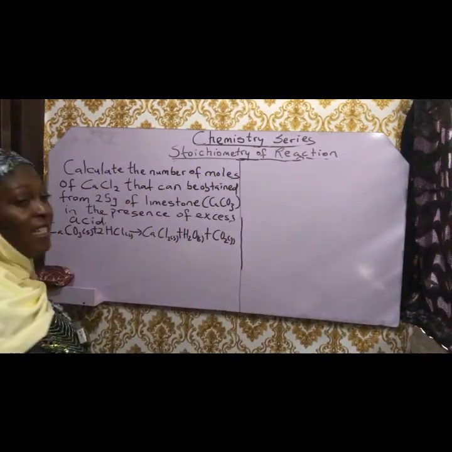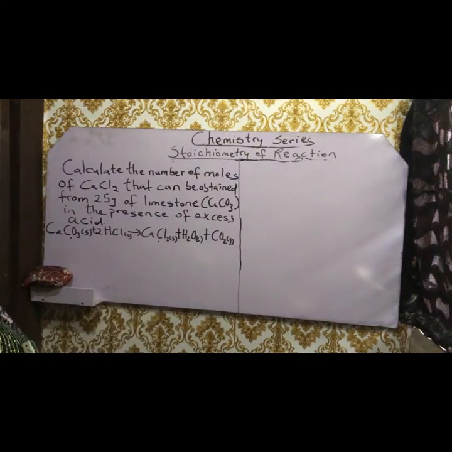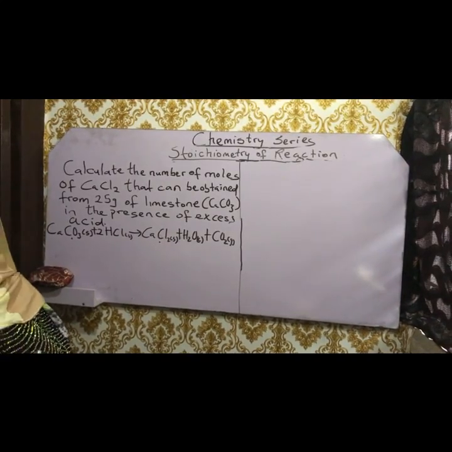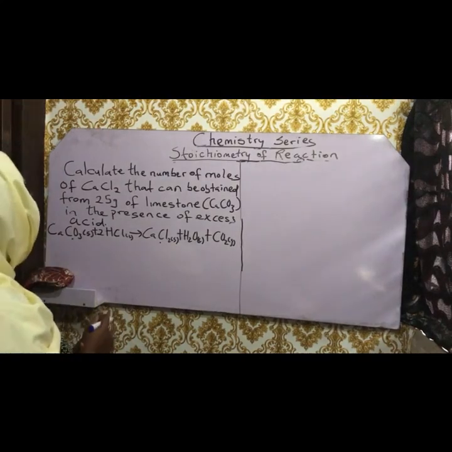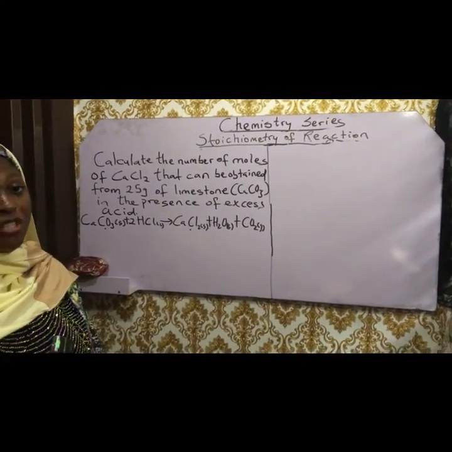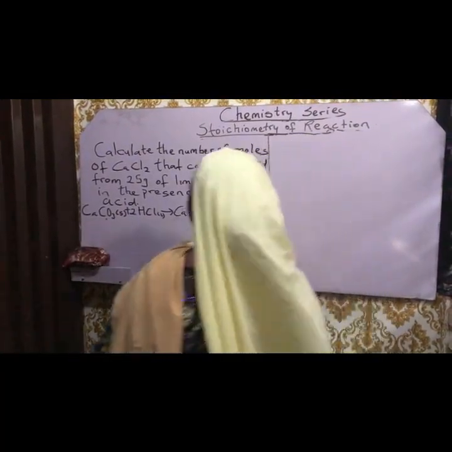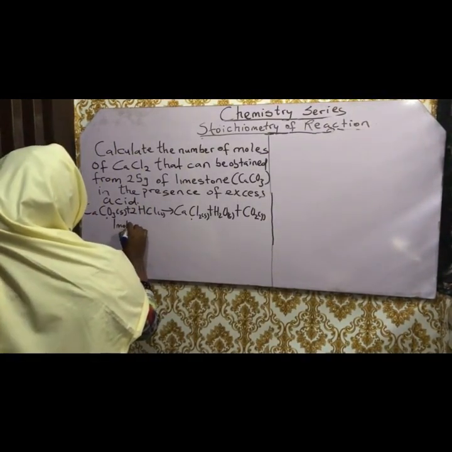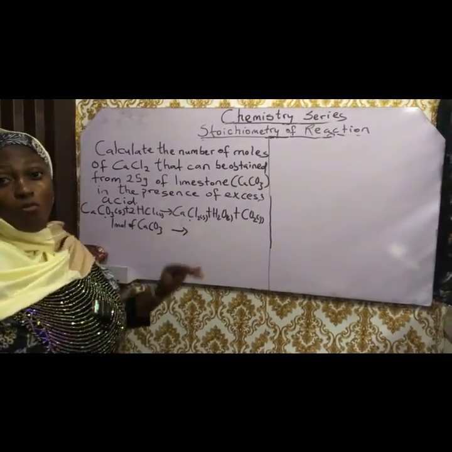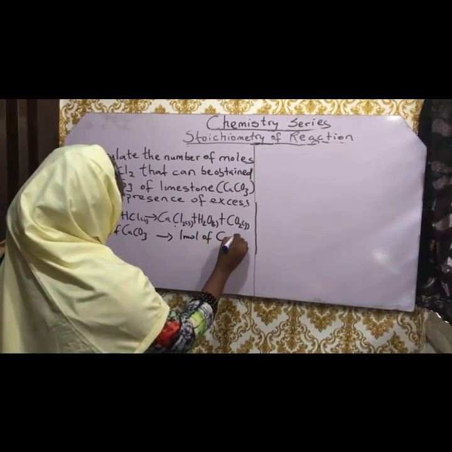Meaning our focus in this equation is calcium carbonate and CaCl2. We want to know the number of moles of CaCl2 that can be obtained from 25 grams of limestone. So the first thing is, let's see the moles of the reactant and the moles of the products from the equation of reaction. In the reactants, we have 1 mole of calcium carbonate, which gave rise, in the product, to 1 mole of calcium chloride, CaCl2.